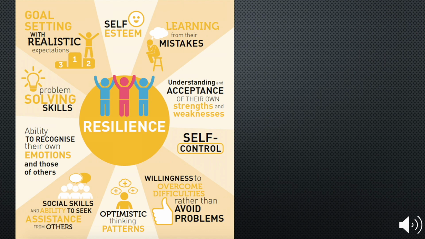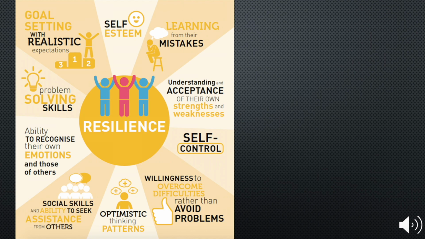Resilience could be defined as a combination of the following skills, attitudes and behaviours, all of which we are able to practice, change or improve. In order to increase our resilience, we first need to identify our strengths and weaknesses in each of these areas. Learning from your mistakes so that you don't repeat them in future. Understanding and accepting your own strengths and weaknesses and seeking to improve on your areas of weakness.